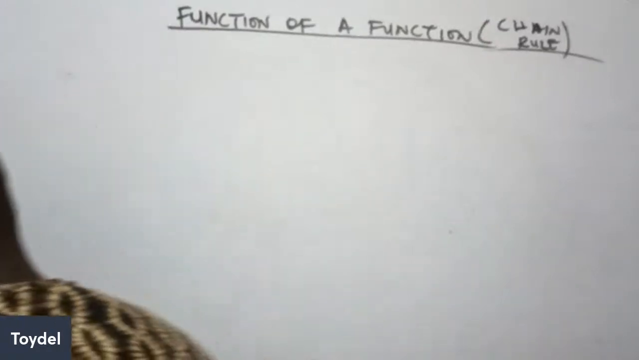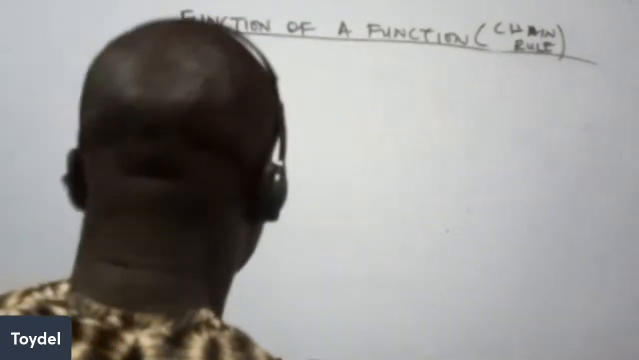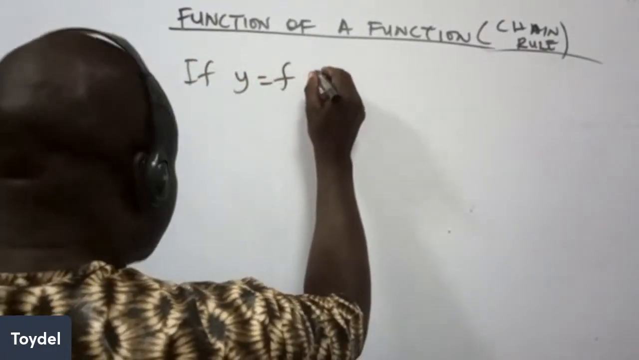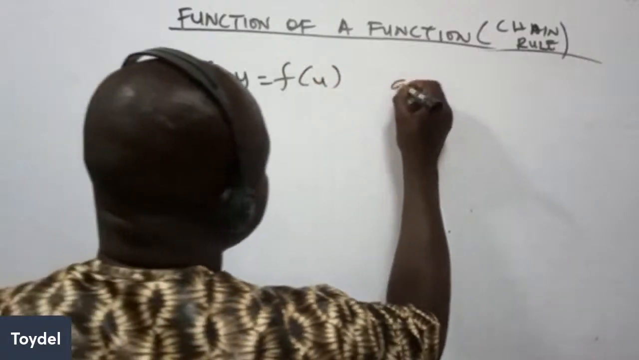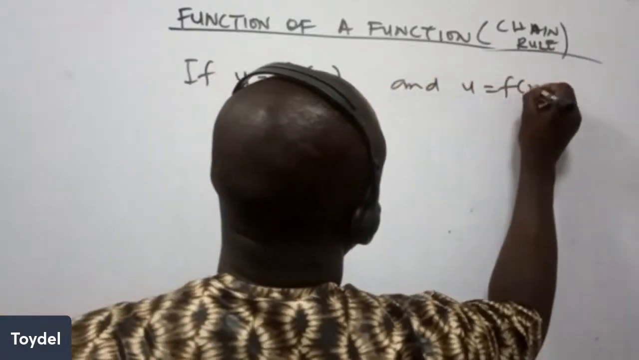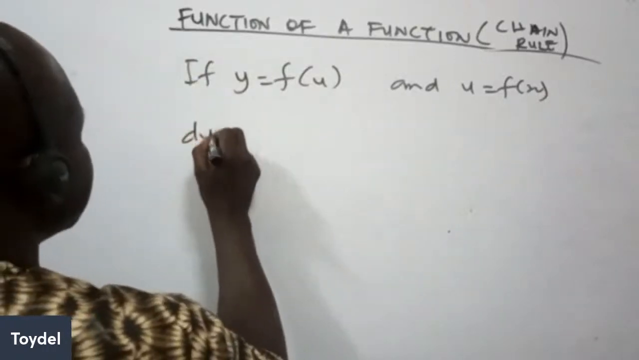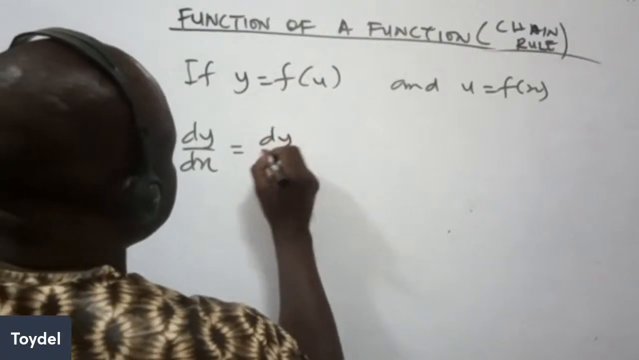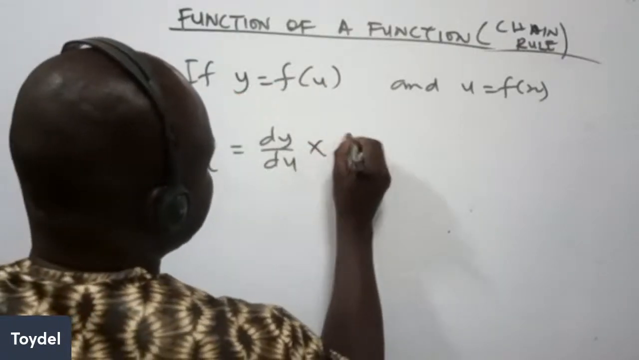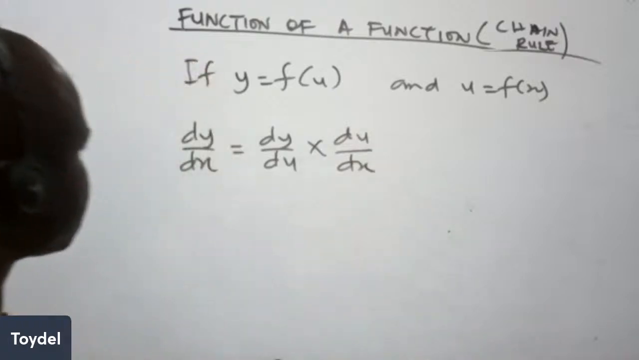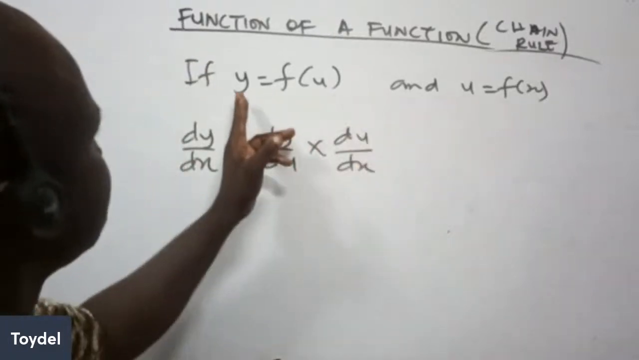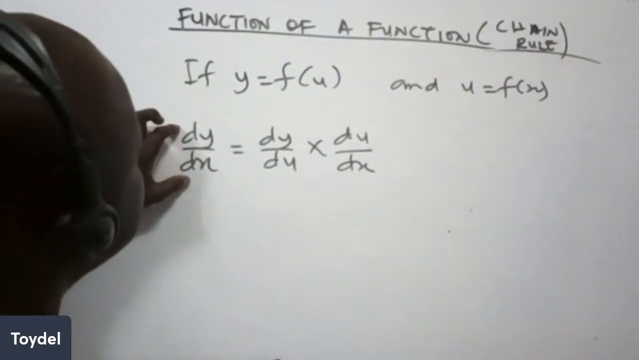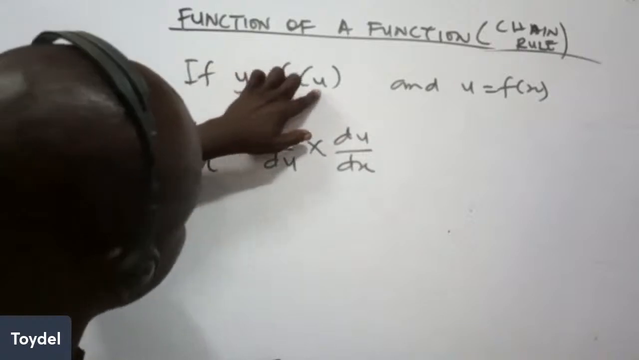But under this concept, which is called function of a function, there are two things involved. If we have y to be a function of u, and u is a function of x, then dy/dx will be dy/du multiplied by du/dx. There are two functions here. y is a function of u, while u is a function of x. So how do we get dy/dx? dy/dx will be dy/du.